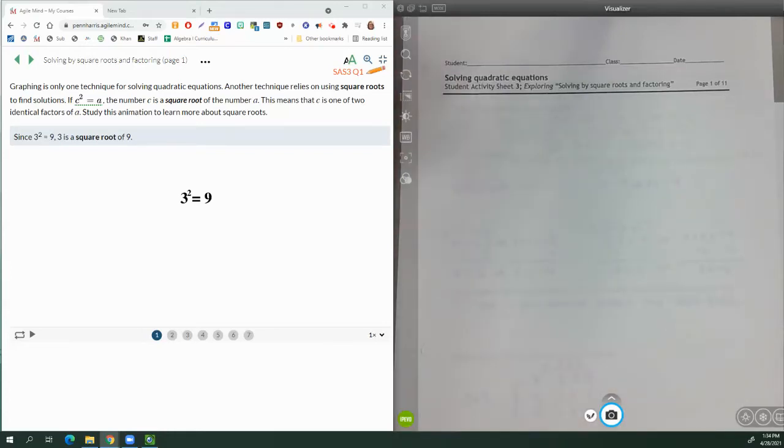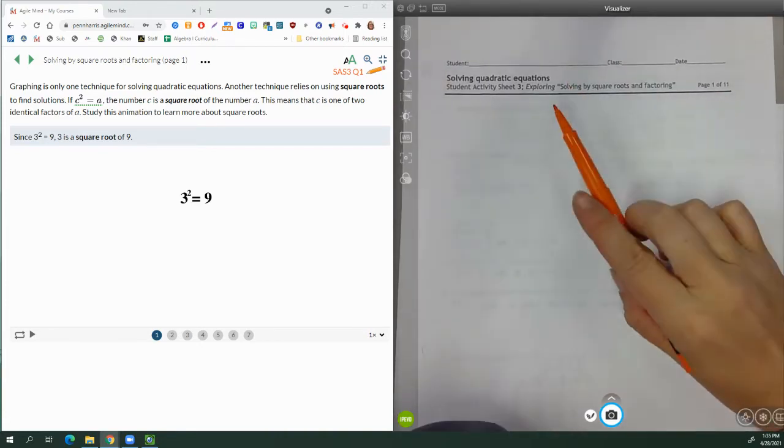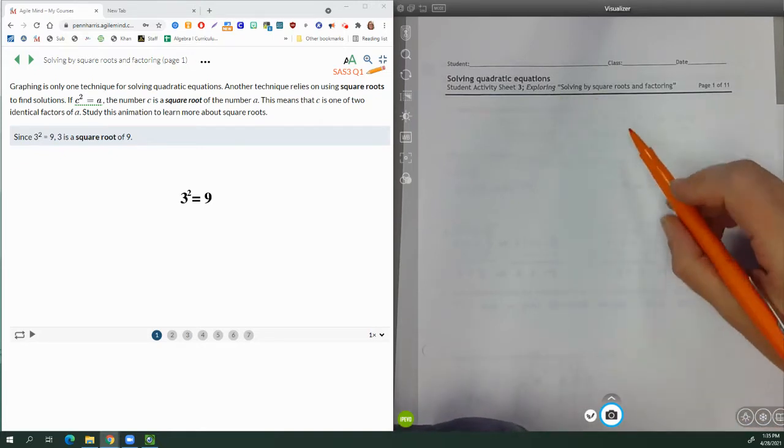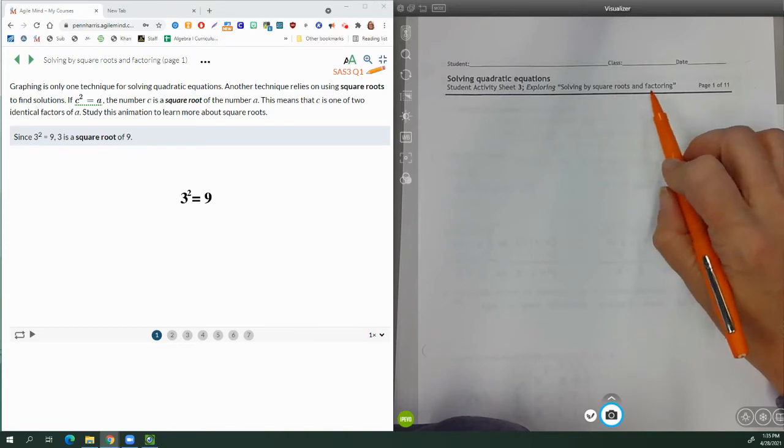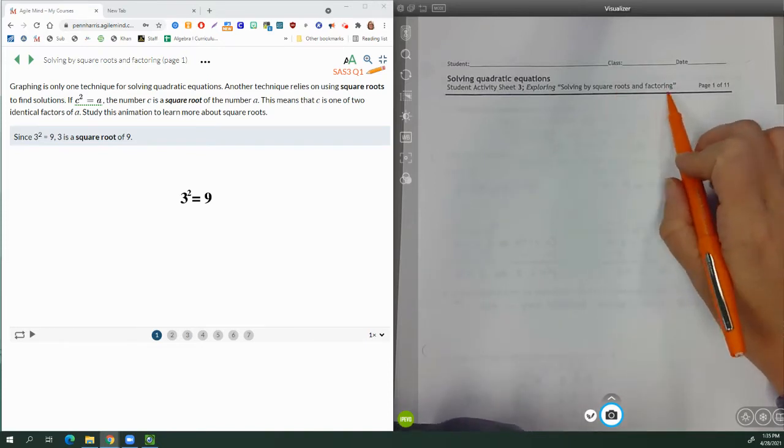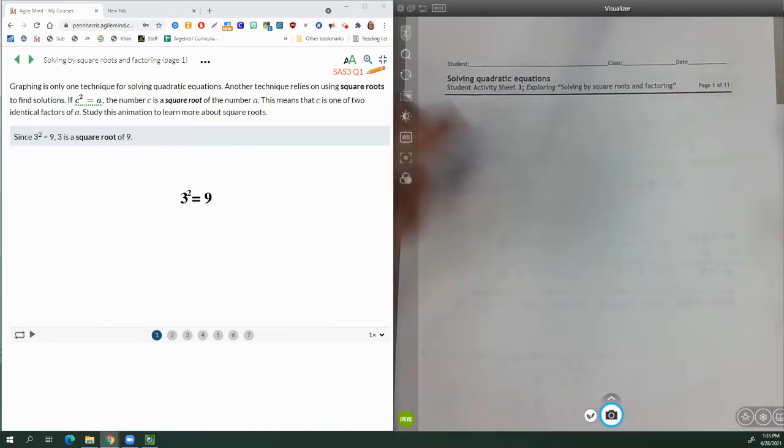Welcome back, everyone. We are finishing up topic 18, solving quadratic equations. This is student activity sheet 3, and we're going to talk about how to solve quadratics using the square root method and by factoring, something you know how to do already. In the previous lesson, we talked about how to find solutions through a graph, and today we're going to talk about how to do them other ways.